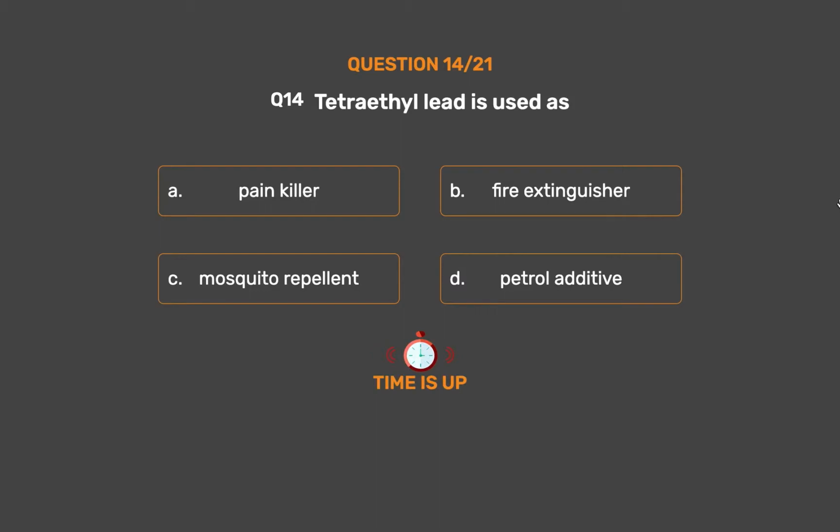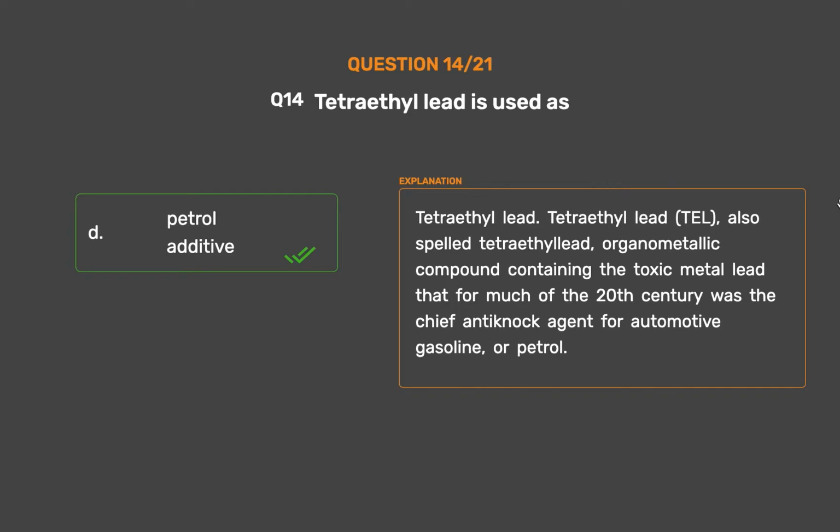The correct answer is option D, petrol additive. Tetraethyl lead, TEL, is an organometallic compound containing the toxic metal lead that for much of the 20th century was the chief anti-knock agent for automotive gasoline, or petrol.